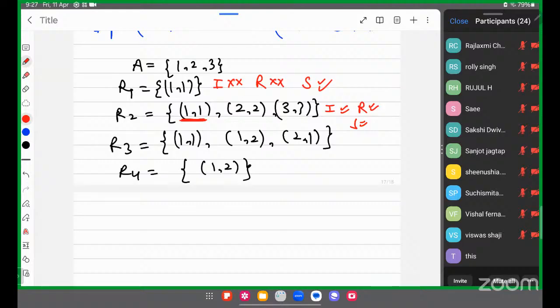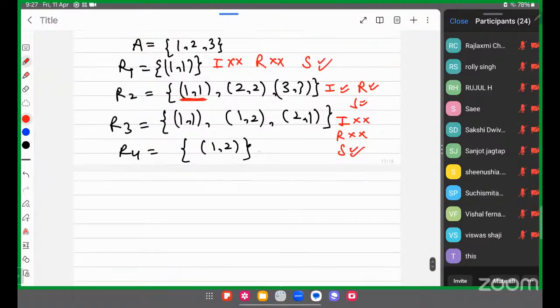So could we say that every identity relation? Yes. Any identity relation will always be reflexive, will always be symmetric. But the converse is not true. It may or may not be. For example, R3. R3 is not identity. R3 is not reflexive, but R3 is symmetric. Yes? What about R4? Is it identity? No. Is it reflexive? No. Is it symmetric? Understood.